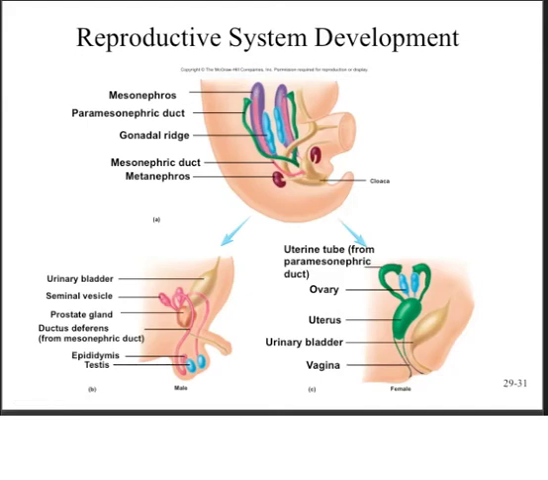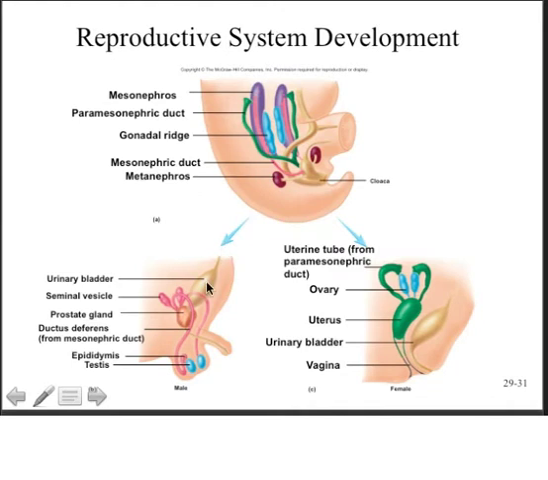Okay, we pick up this discussion with a look at the development of the reproductive system. And what we need to appreciate here is that early in development, primitive structures that could produce either the male or female duct system as well as the gonads are present.